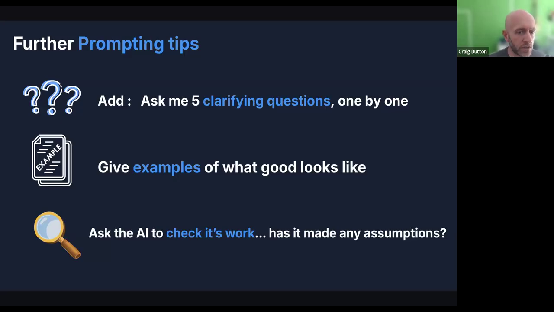Give examples of what good looks like. I said that earlier as part of the RAISE framework. Like I said, give a document that you've done before, and it'll try and produce something similar. And then you can also ask the AI to check its work. So as part of that prompt, ask has it made any assumptions? If it is producing research, say, tell me where you got this research from, show me what the sources are, so then you can check them. You can actually say to the AI, before you give me a result, check your own work.